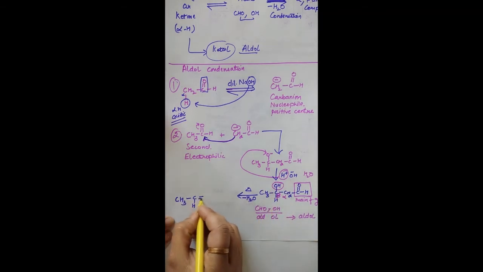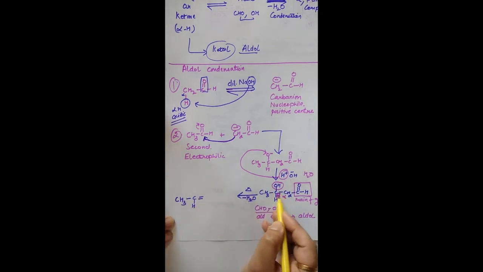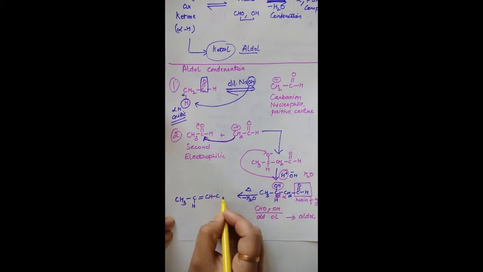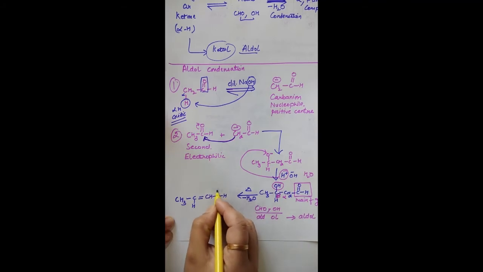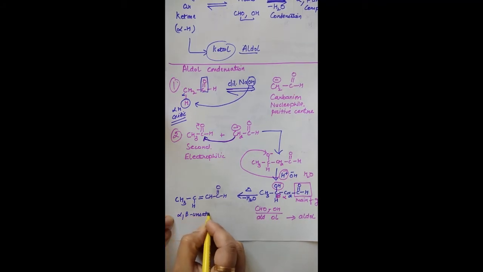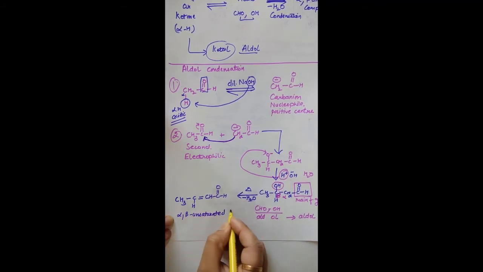So here a double bond will be there. Now at this position you will get a double bond, unsaturation at the alpha beta position. Next you have CH, then you have CHO. Now this is an alpha beta unsaturated carbonyl compound.